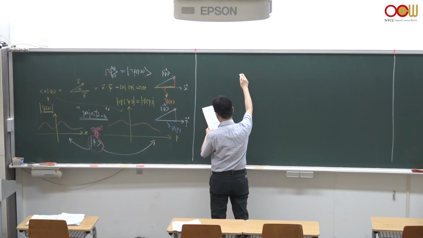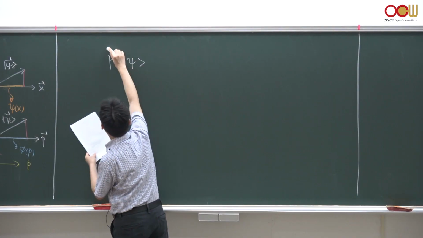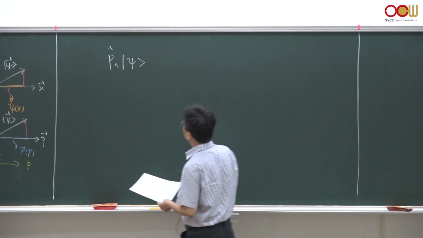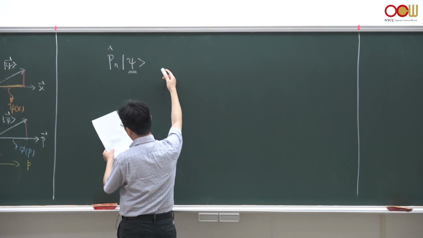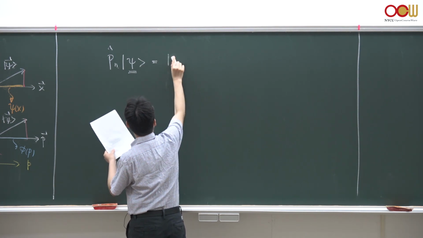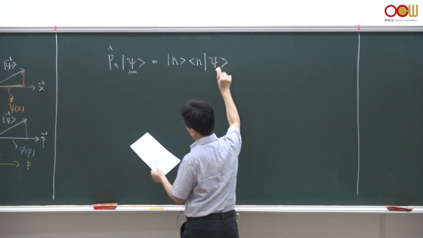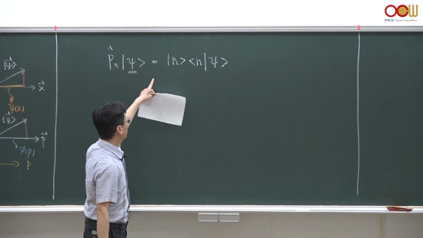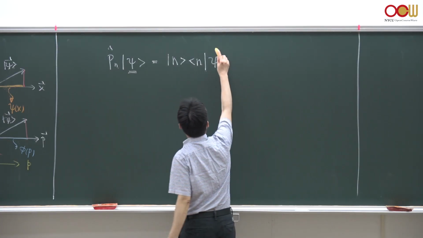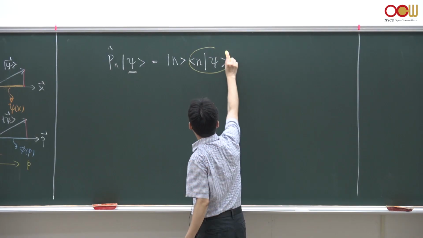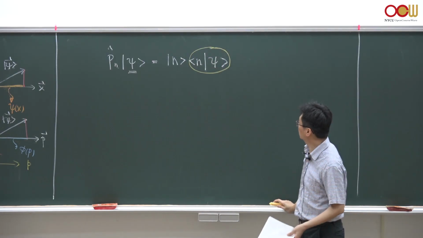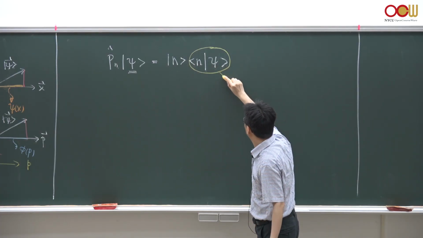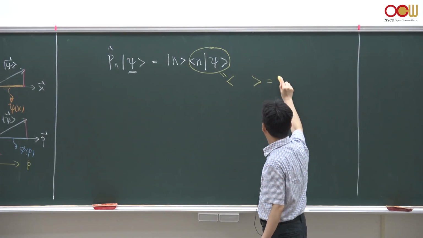So let's project this Dirac state psi using this projection operator Pn. As I mentioned many times, if you look at this, you should find this matrix element which gives you a number, because this is a Dirac ket state on the right and a Dirac bra state on the left, so you get a bracket. Whenever you get a bracket, this is a number.